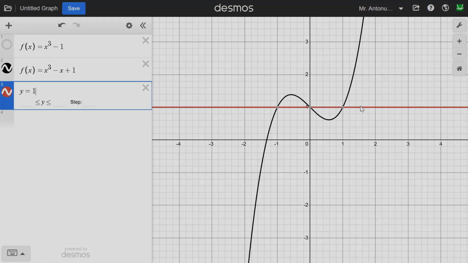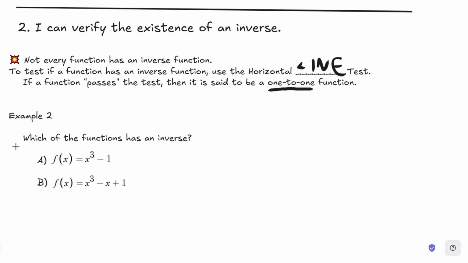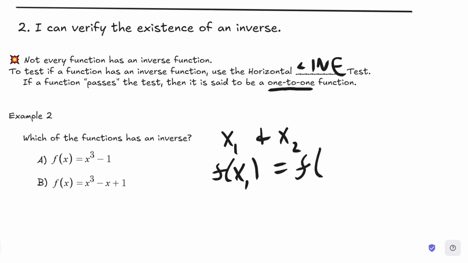So all a function has to do is not pass the horizontal line test even once, and it would fail to have an inverse. Now, one of the ways to verify that a function has an inverse is to show that if you have two different points, we'll call them x1 and x2, then f of x1 equals f of x2 only if x1 equals x2.